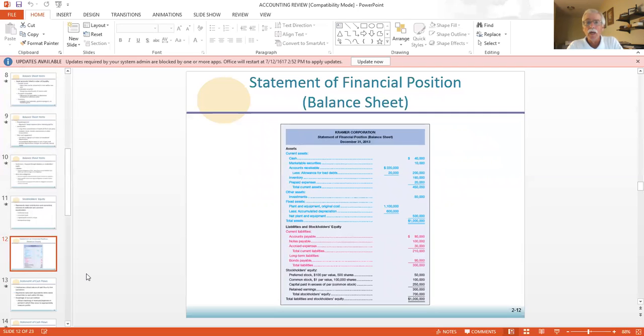If this company went out of business today, the assets of $1 million would be used to settle all the liabilities of $300,000, and we would have $700,000 remaining. That makes for a strong balance sheet, and you can see that it's stated as of December 31, 2013.